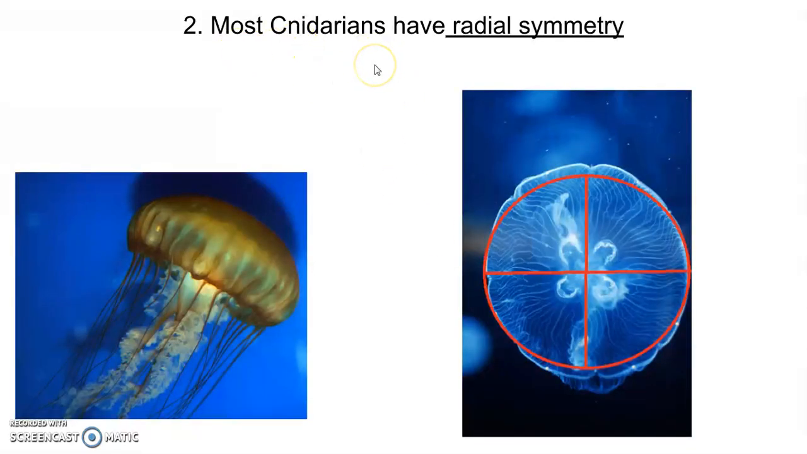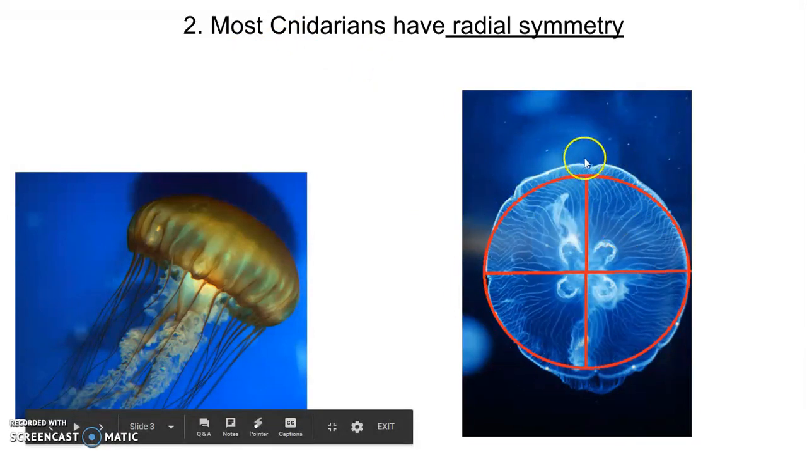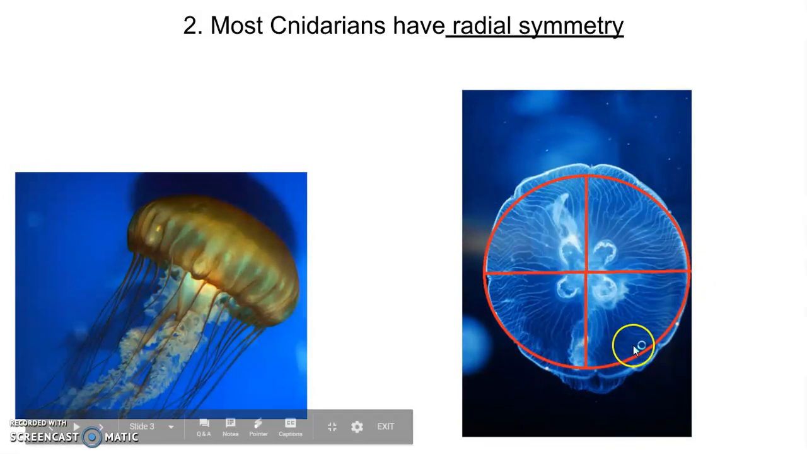Most Cnidarians have radial symmetry. So that means that it looks kind of like a circle, and if you were to cut the circle in half both ways, all these halves look about the same.